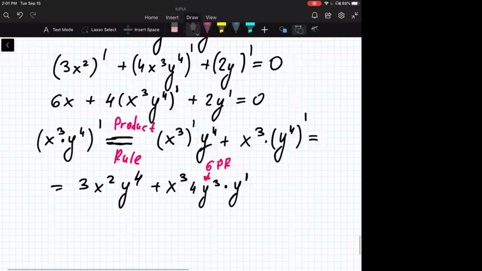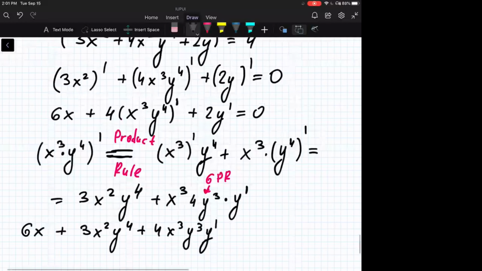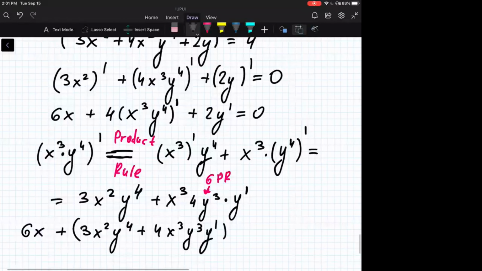So combining all terms, I get 6x plus 3x squared y to the power 4 plus 4x cubed y cubed y prime. This is my second term. And plus 2y prime should be equal to 0.